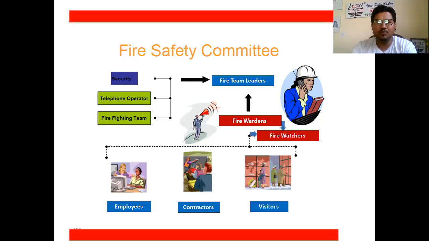But fire wardens are mostly required for evacuation drills and making sure they help people go to the muster point and get out of the danger zone, especially the visitors. They are always helping to see if there is any chance of fire, so they can report back to the fire team leader. So fire wardens are great helpers for safe evacuation.